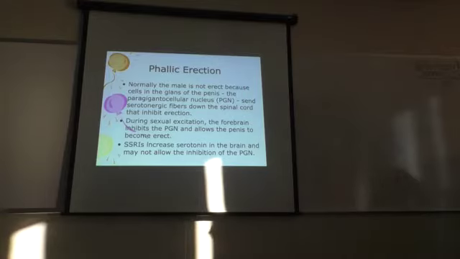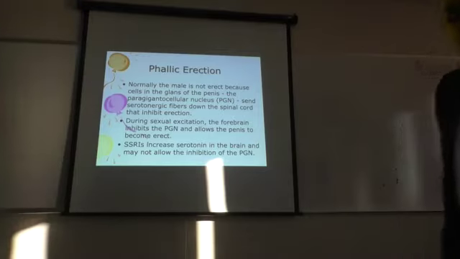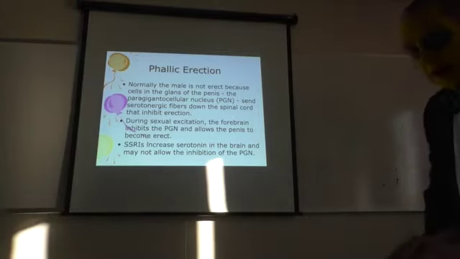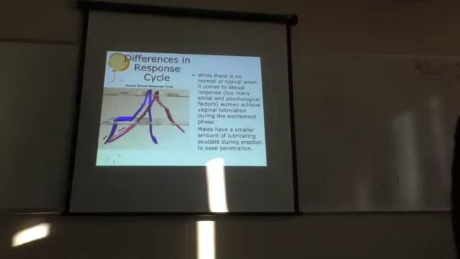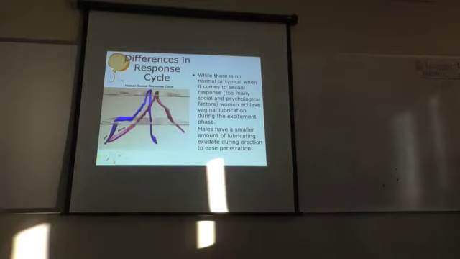Selective serotonin reuptake inhibitors increase serotonin in the brain and may not allow the inhibition of the PGN. And this is kind of a problem. This can be a problem for individuals suffering from depression who take SSRIs. If they're a male, of course, they take SSRIs. The serotonin will inhibit the erection potentially. So males taking SSRIs sometimes cannot produce an erection.